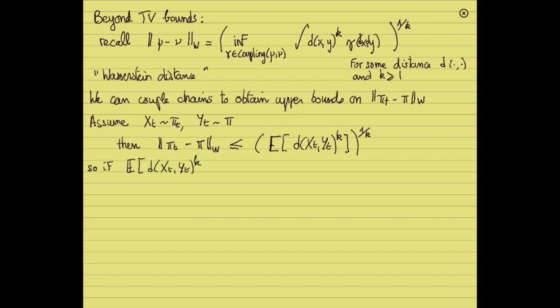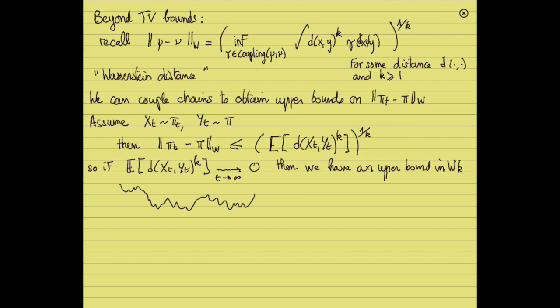And thus, if we can create X_t and Y_t in such a way that they contract toward one another, so the expected distance between the two chains goes to 0, they don't have to meet, just the expected distance goes to 0, then we have an upper bound in the Wasserstein distance of order k. And so visually, we might represent the chains as two traces that go towards one another. So the distance between the two in expectation goes to 0. So they might never meet exactly, but they become very close to one another.